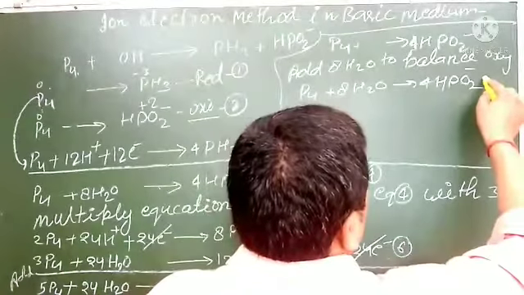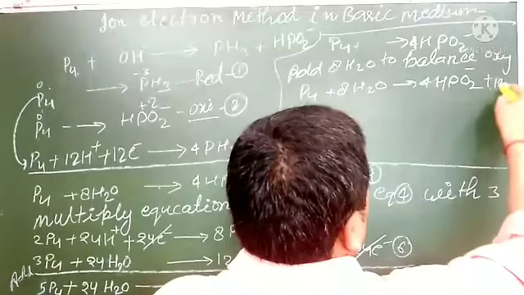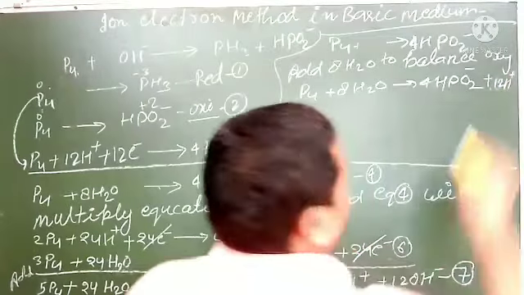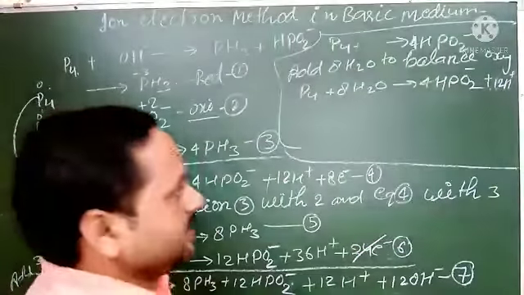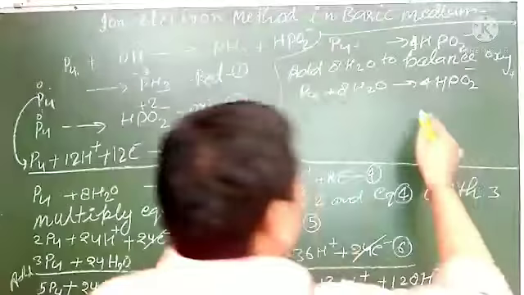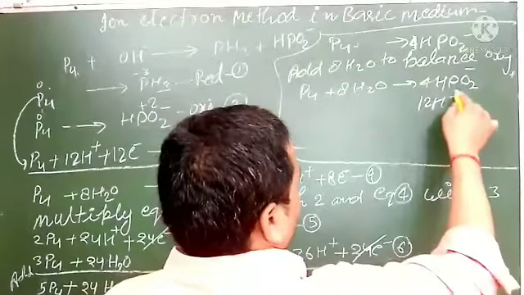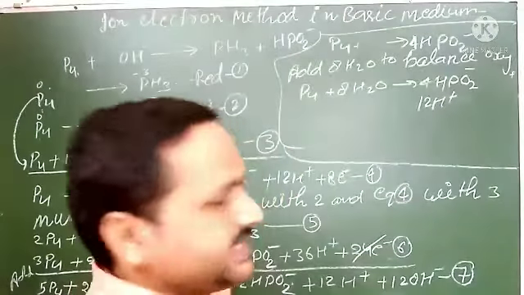So we can write like that, add 12 H plus to balance the hydrogen. But I am not writing here. So I will add here 12 H plus. I wrote 12 H plus here. I will write, so it will be clear here. 12 H plus. Now let us see the charges.